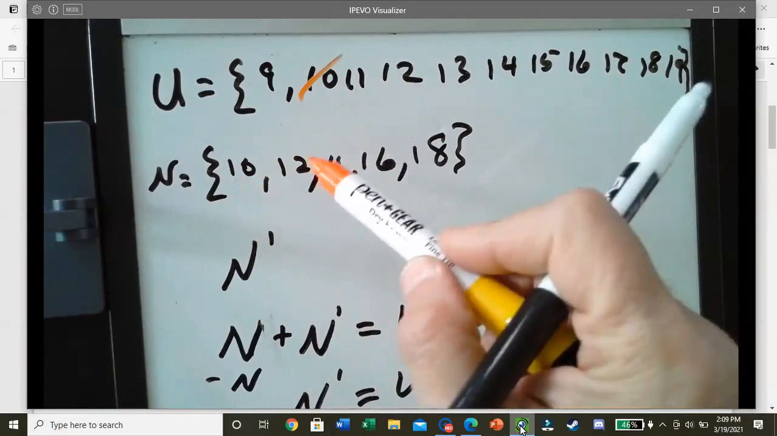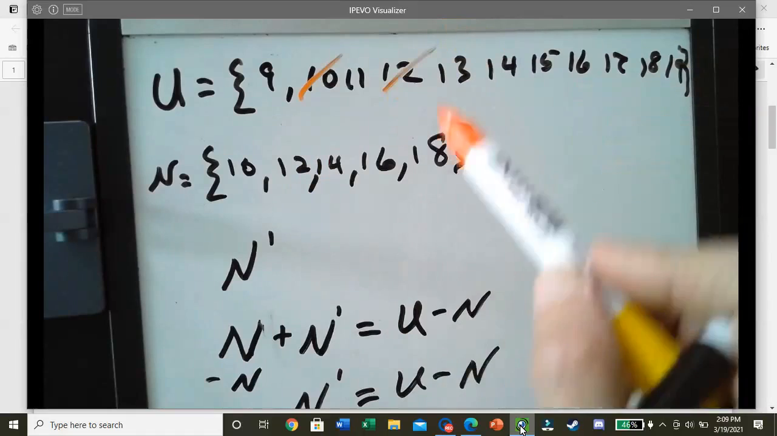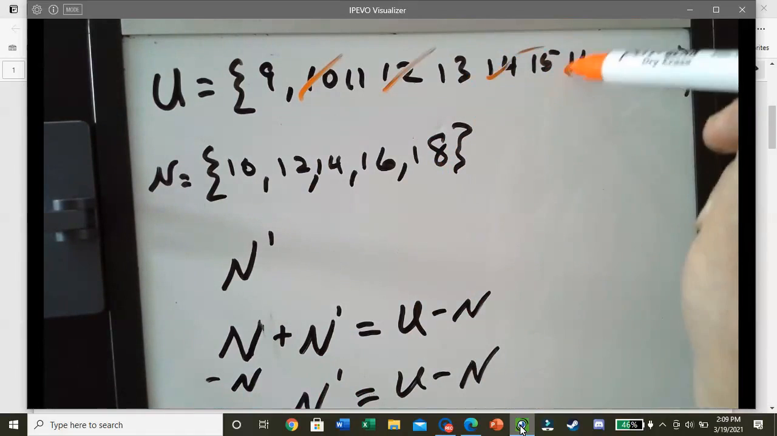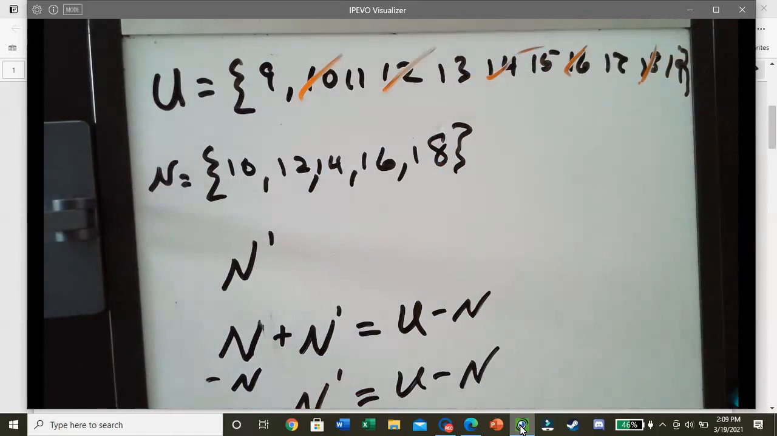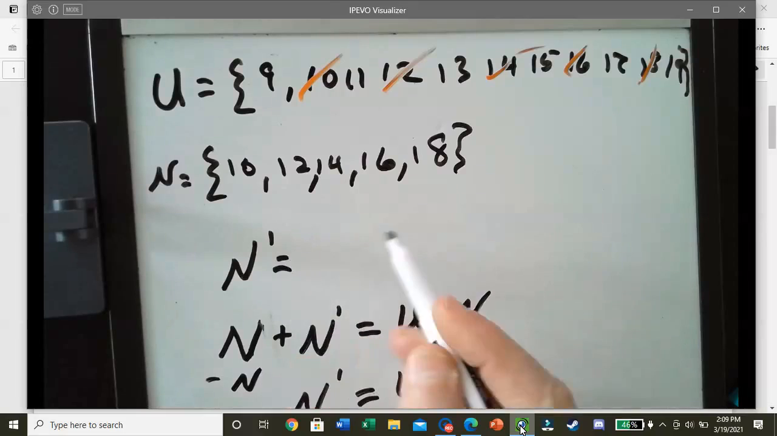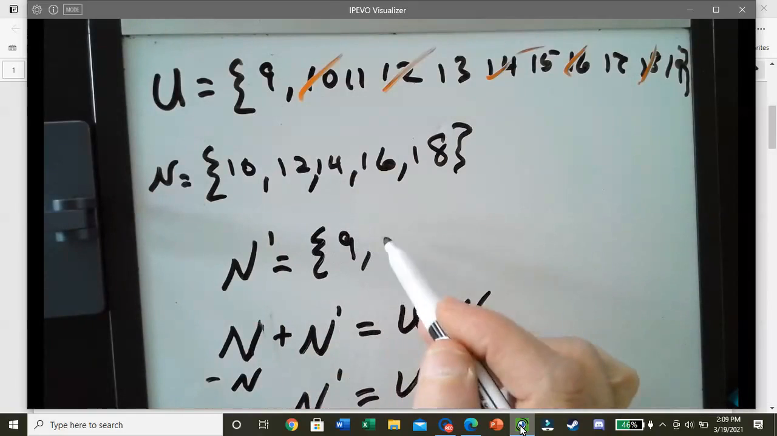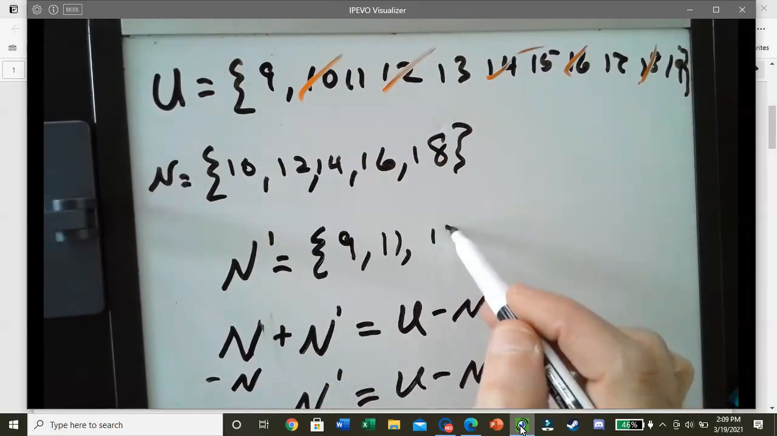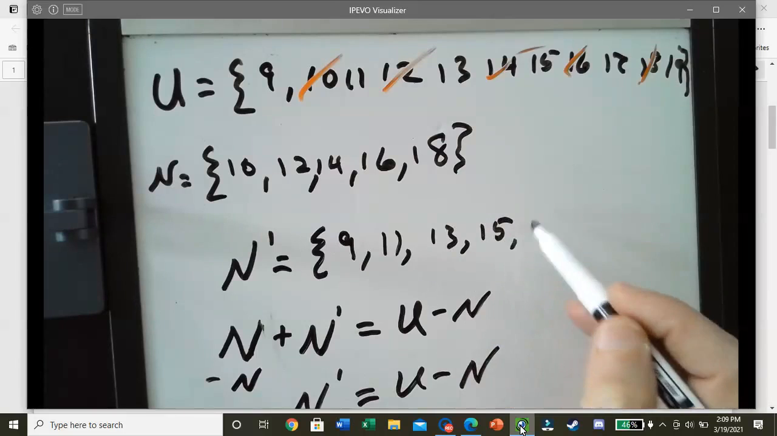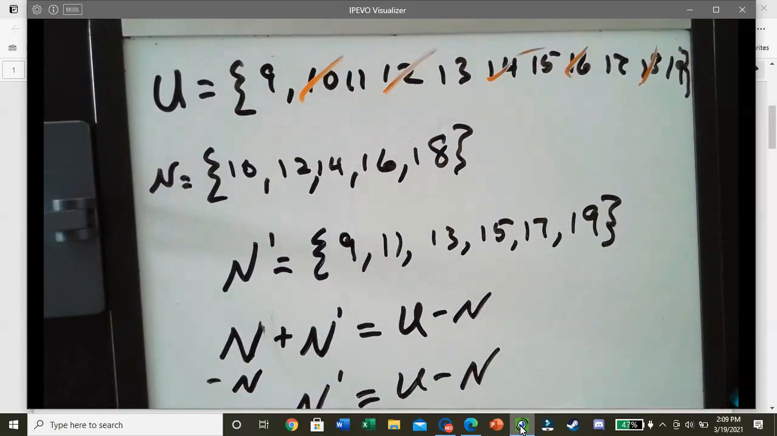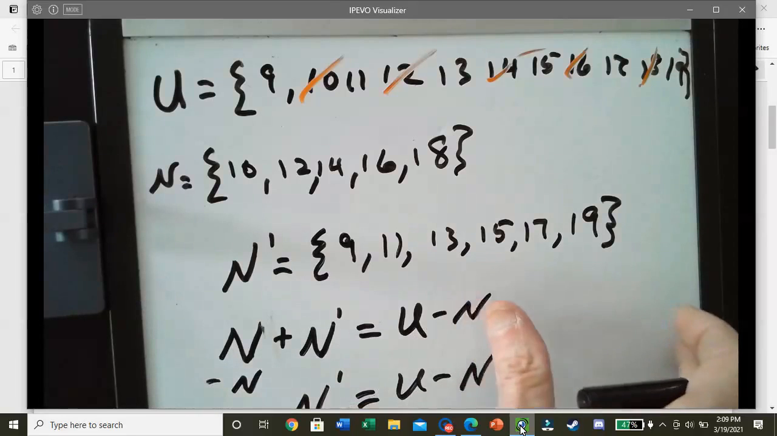So 10, cross 10 out. Cross 12 out. What else do we cross out? 14, 16, 18. Everything else is in the complement. So that's going to be 9, 11, what else? 13, 15, 17, and 19. And that is our complement. That's why set n and the complement equal the universal set.